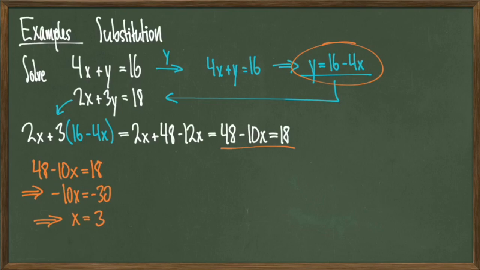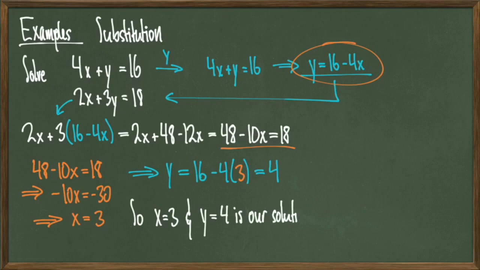Now I'm going to take this value of x and plug it in for my expression of y that I found upstairs. So since we found that y equals 16 minus 4x, and then we found that x is equal to 3, we found that y is equal to 16 minus 4 times 3, which is equal to 4. Therefore, x equals 3 and y equals 4 is our solution set to this problem.